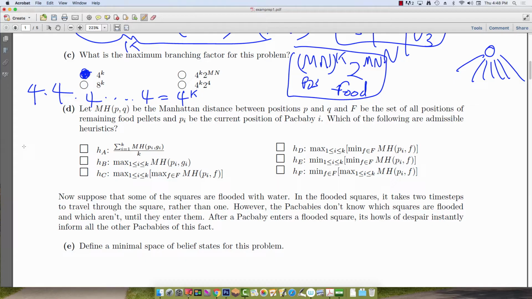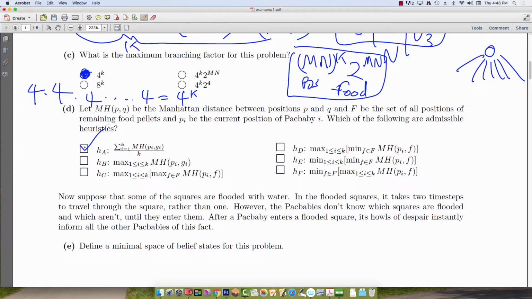So let's take a look at H sub A. These kind of look intimidating to start, but let's just go ahead and try to reason about them one step at a time, and hopefully it starts to make a little bit more sense. So let's take a look at what H sub A really means. H sub A is the sum from 1 to k of the Manhattan distance of each Pac-Man to its goal, or each Pac-Man to its dad, and then we divide that by k. So this is going to be admissible.